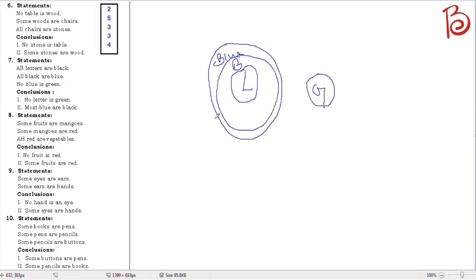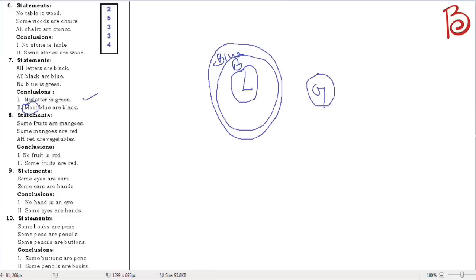Okay, let's go for the conclusion. Conclusions are: no letter is green. So letter is here, green is here. So it cannot be green, because if blue is not green, then letters will not be green as well. So first one is right. Okay, second one, most blue are black. Okay, most blue is here and black is here. Okay, so see, the main thing is most.